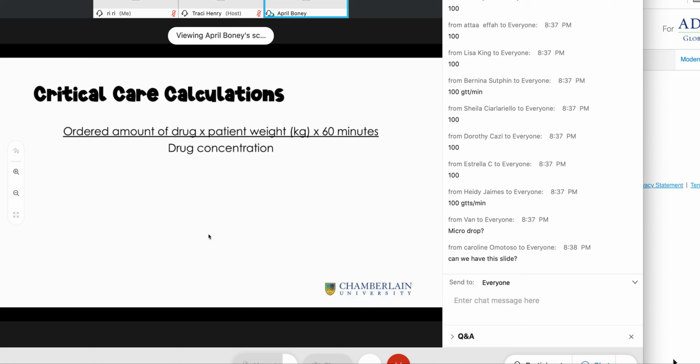This is the formula we're going to use. We're going to do amount of the drug ordered, and we'll look at some examples, times our patient weight. Now our weight is always in kilograms. In the healthcare world, we don't do anything in pounds. Forget pounds. It's always kilograms. Times 60 minutes, because remember, it was ordered in minutes, but we have to convert it to an hourly rate. And then we're going to divide it by our drug concentration.